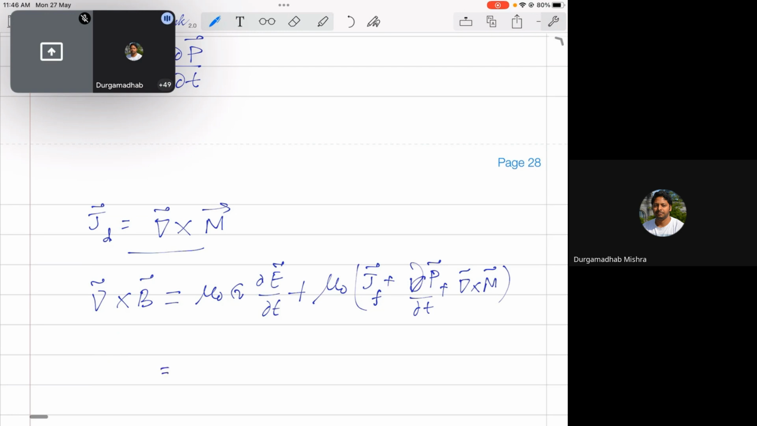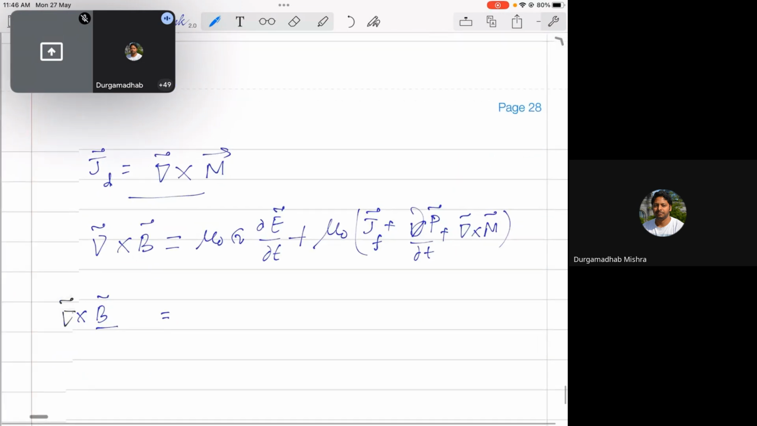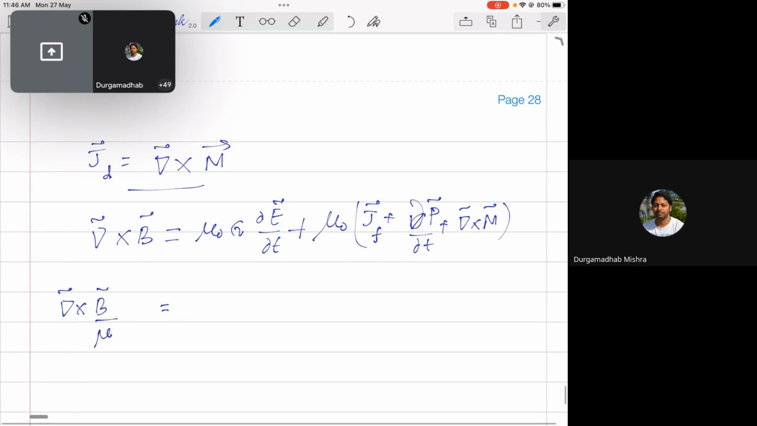So let's rearrange a little bit. The curl term I am taking to the left hand side, and I am dividing everything by mu naught. So curl of B by mu naught minus M. So mu naught will cancel out, and then I will have this term epsilon.